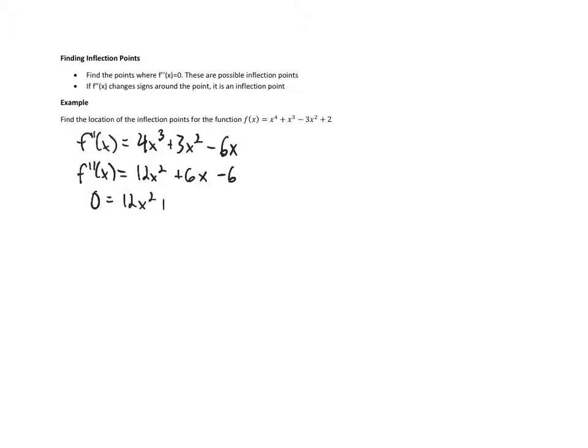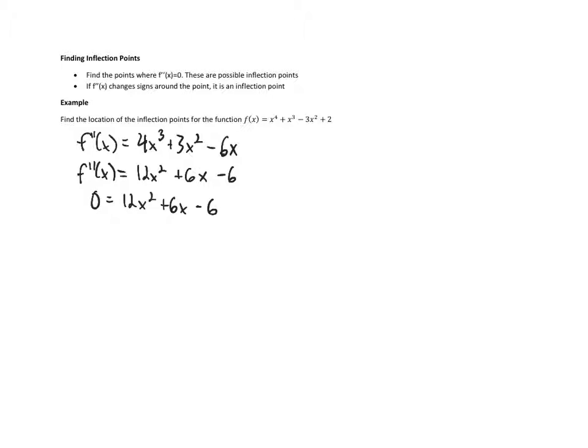So to start with, to find the possibilities, we need to figure out where the second derivative equals 0. So to start, let's at least get the first derivative, f prime of x. The first derivative would be 4x cubed plus 3x squared minus 6x. And then we would lose the plus 2. The second derivative would be 12x squared plus 6x minus 6. And so we want to know where this thing equals 0, because that is our possible inflection points.